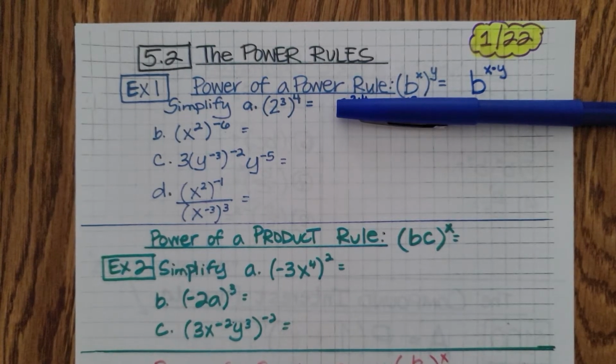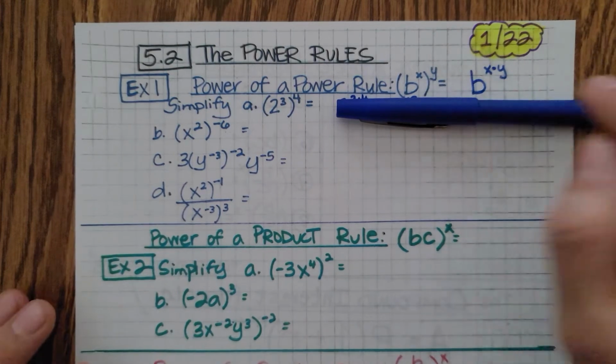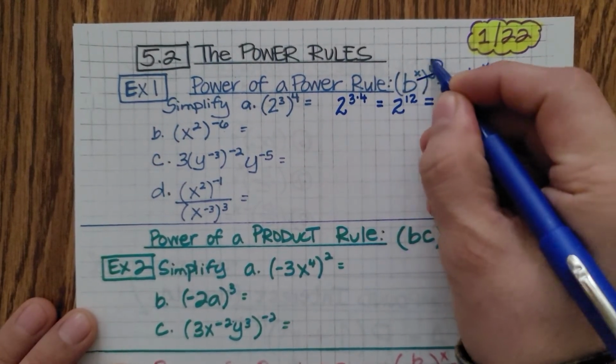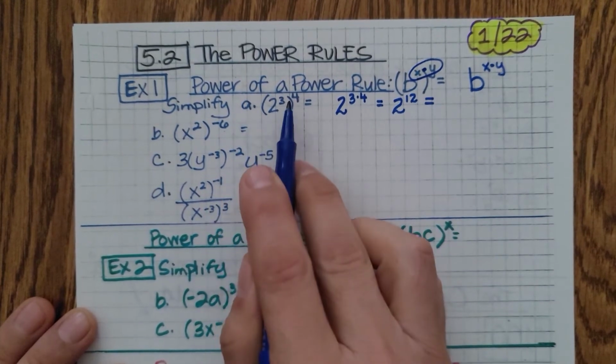Now, once the dust settles and you try to reconcile what that's going to simplify to, it's going to eventually simplify to just b to the x times y. So if you ever have a power raised to a power, what you do with these two powers is you multiply them. For instance, simplify 2 to the third raised to the fourth.